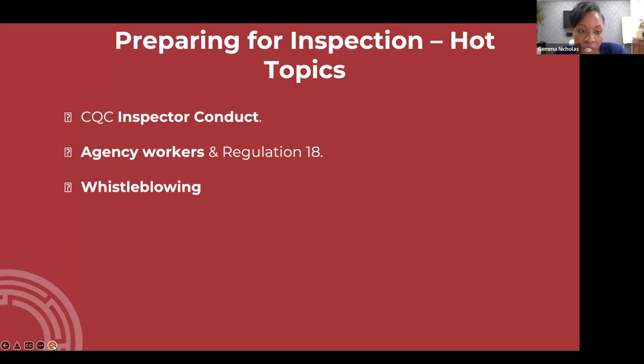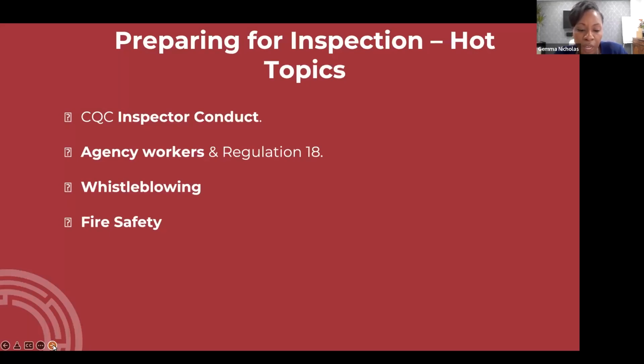And fire safety is the next hot topic. CQC often criticise providers for failing to mitigate against fire risks. So what you need to do is demonstrate compliance by reviewing emergency evacuation procedures, conducting regular fire drills and testing fire safety equipment. So these are your alarms, emergency lighting, external staircases, etc.